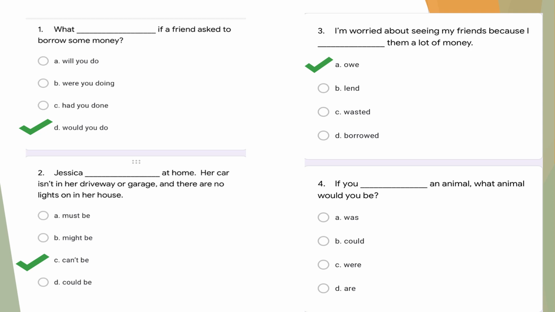Number 4, if you blank an animal, what animal would you be? If you were an animal, you have to use the past tense. If you were an animal, what animal would you be? So this is also a grammar question from Unit 10.